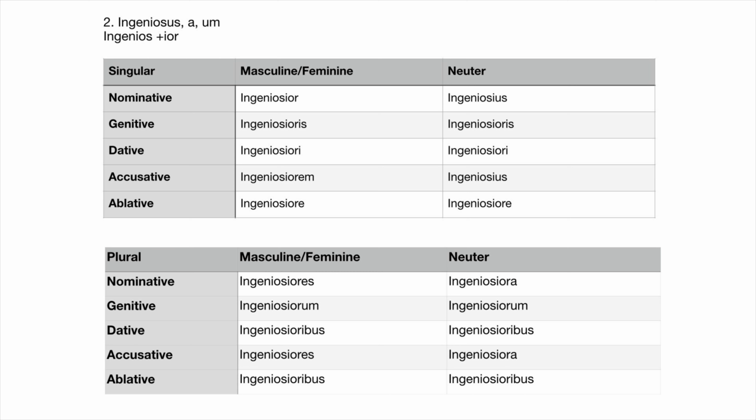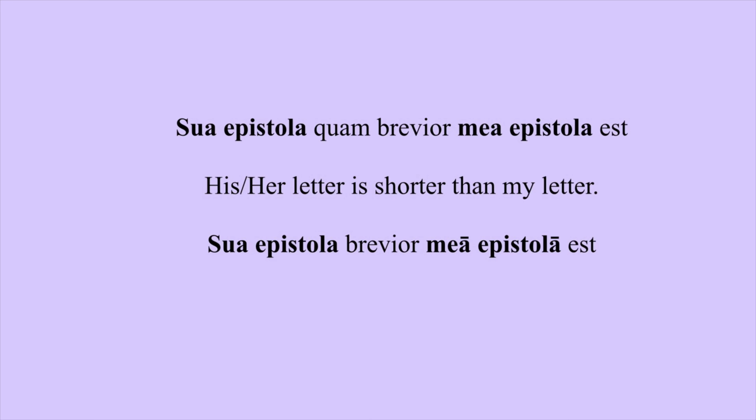All right. So now that we know how to form our comparative adjectives, how do we use them in a sentence? And in fact, we have two methods. We can make a comparison using quam or using an ablative of comparison. So here we have an example of the same sentence written in two ways. So, sua epistola quam brevior mea epistola est. His or her letter is shorter than my letter.